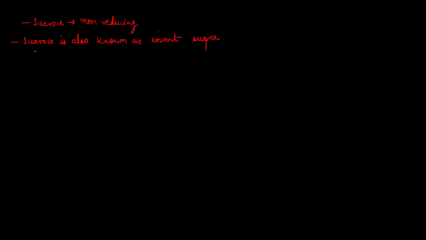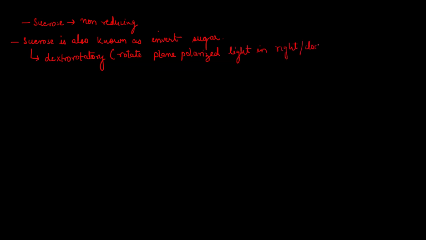So the sucrose is originally dextrorotatory. Now, what do you mean by dextrorotatory? It means that sucrose rotates plane polarized light in the right or clockwise direction. So when you pass the plane polarized light through this sucrose mixture, it will rotate it into the clockwise direction, right? But what happens if you hydrolyze sucrose?